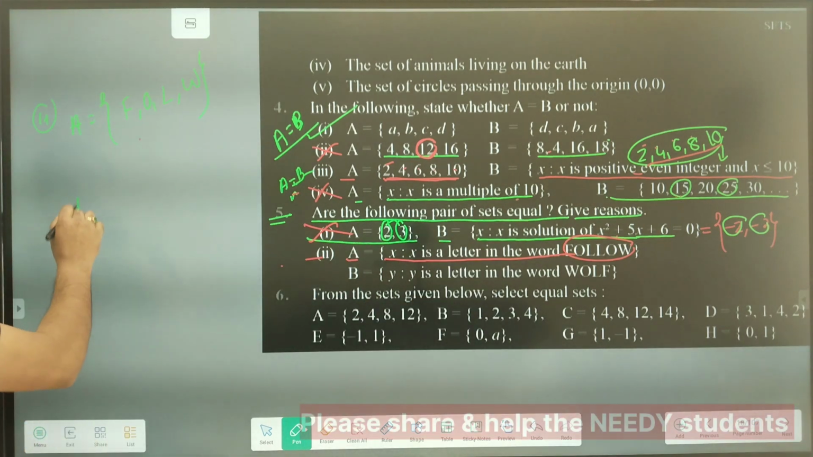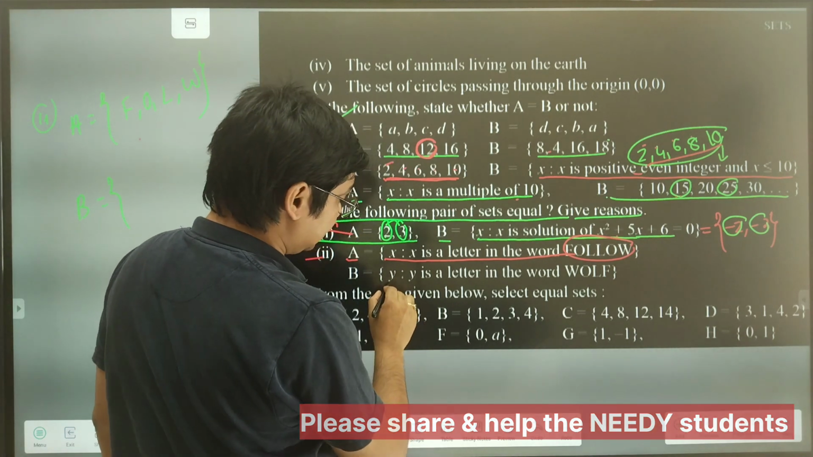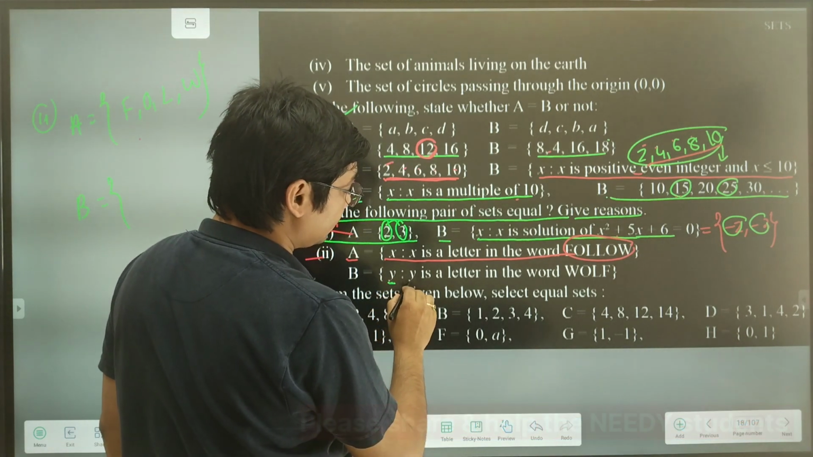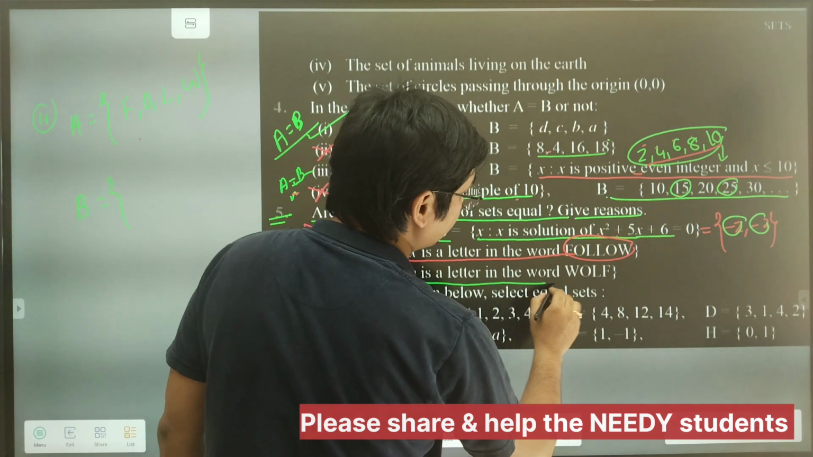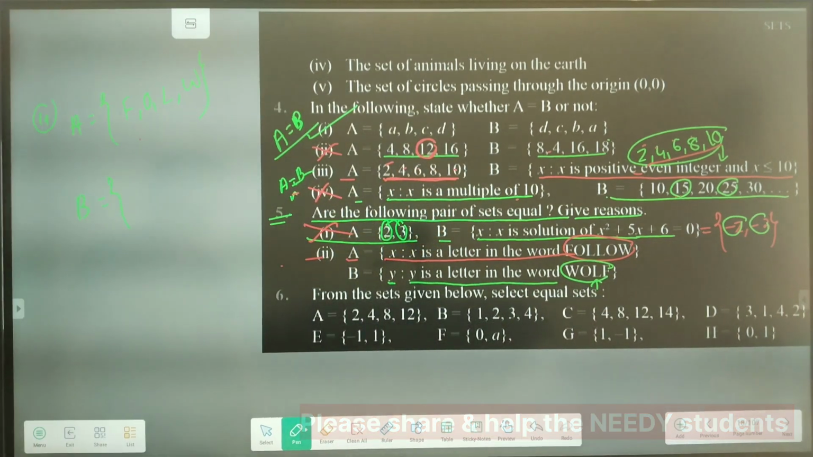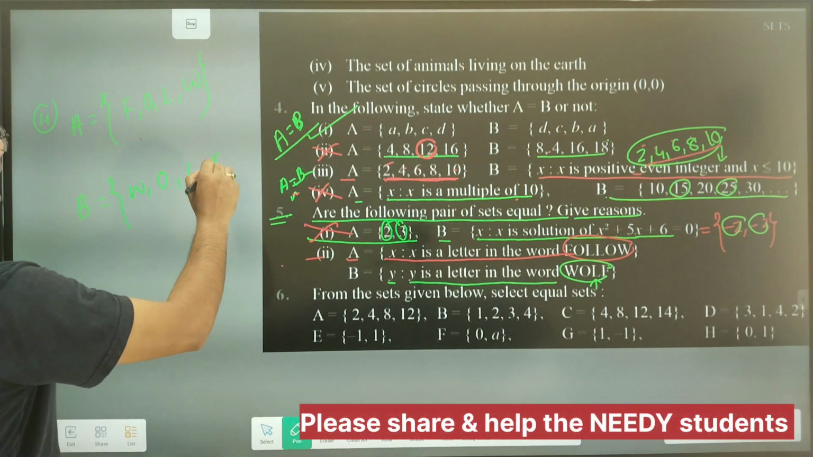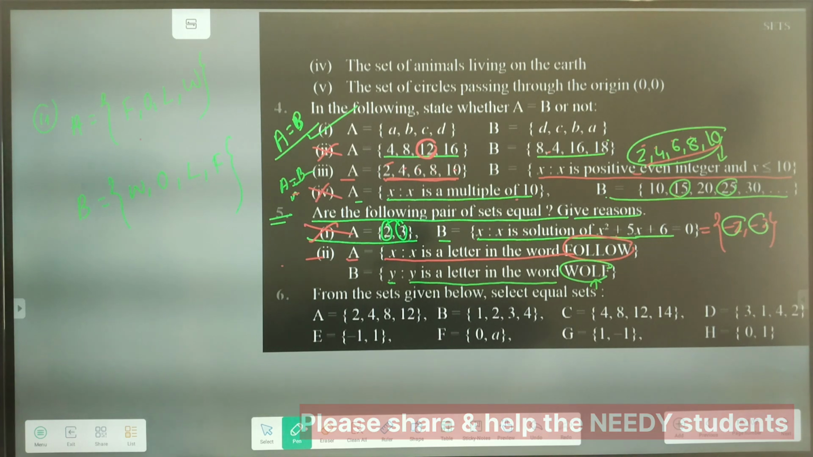And here you see set B. What is the B set? This is the set where y is a letter in the word WOLF. So from here just collect all the letters. So first of all W, O, L and F. So these are the sets.